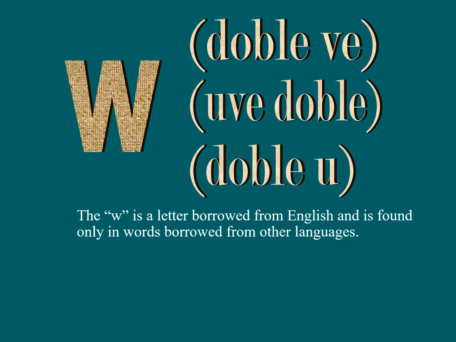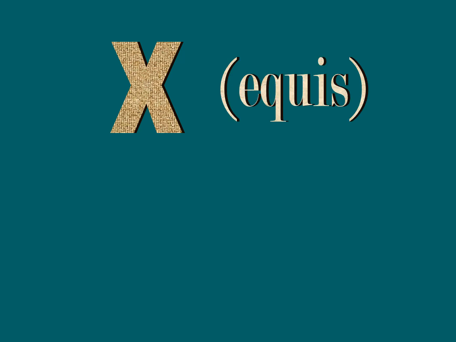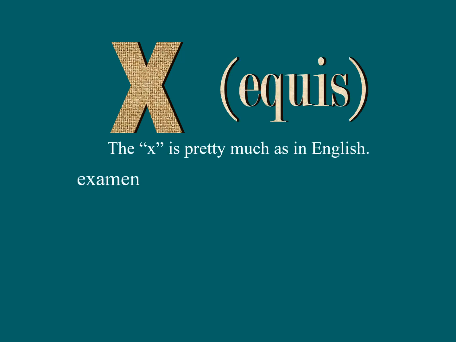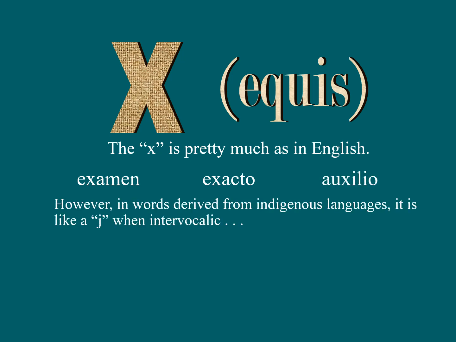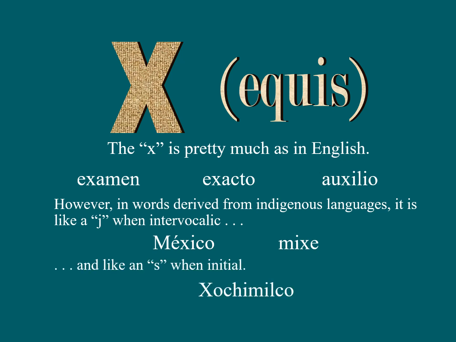W, doble uve. The W is a letter borrowed from English and is found only in words borrowed from other languages. So, Walter, Wéctor, or whiskey. X. The X is pretty much as in English, so examen, exacto, auxilio. However, in words derived from indigenous languages, it is like a J, México, and like an S when initial.